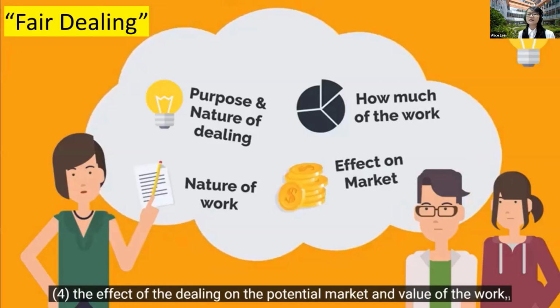And there are four factors, namely the purpose and nature of the dealing, the nature of the work, how much of the work is being copied, and the effect on the potential market. Well, these are the relevant factors, but how can we interpret and apply these four factors? Now, I'm aware of the time, and therefore I'm not going to elaborate on this, but never mind.